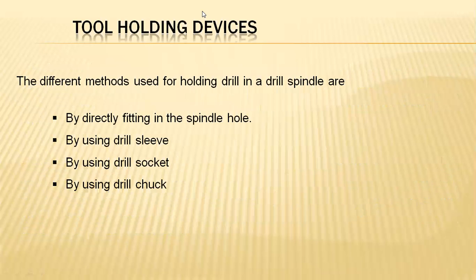The tool holding devices. You have different types of methods for holding the tools. In the case of drilling spindles, the first one is by directly fitting into the spindle hole, by using the drill sleeve, by using the drill socket, by using the drill chuck.